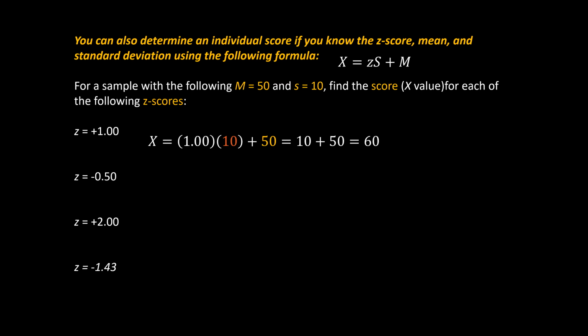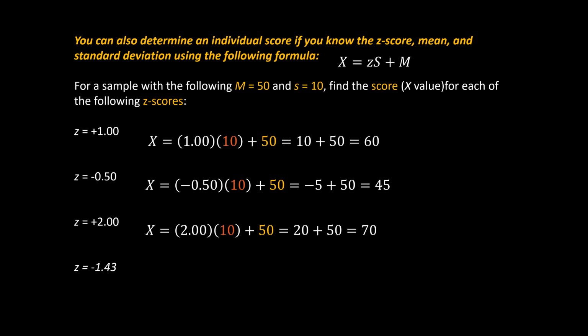A z-score of negative 0.5 is a raw score of 45. A z-score of positive 2 is a raw score of 70. And to get wonky, a z-score of negative 1.43 is a raw score of 49.86. So z-scores and standard scores are just another way for us to standardize values so that we can work backwards and forwards in a data set. And it can be very useful, especially when you're converting these things into cumulative percentages or percentile rankings. And that's really how we see z-scores in the real world.